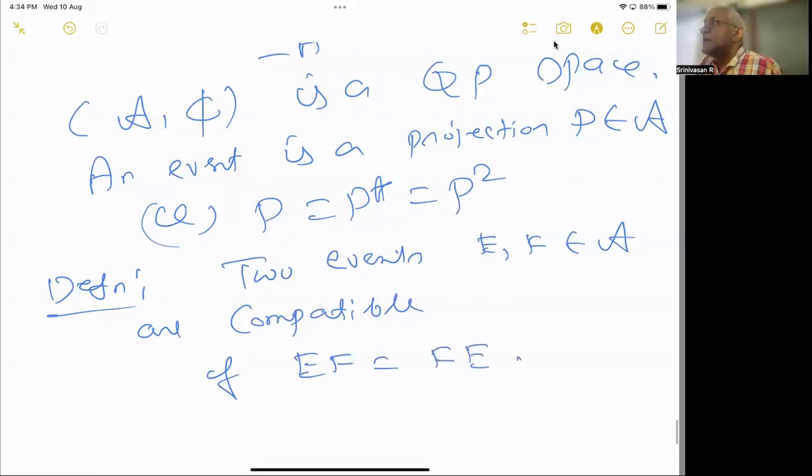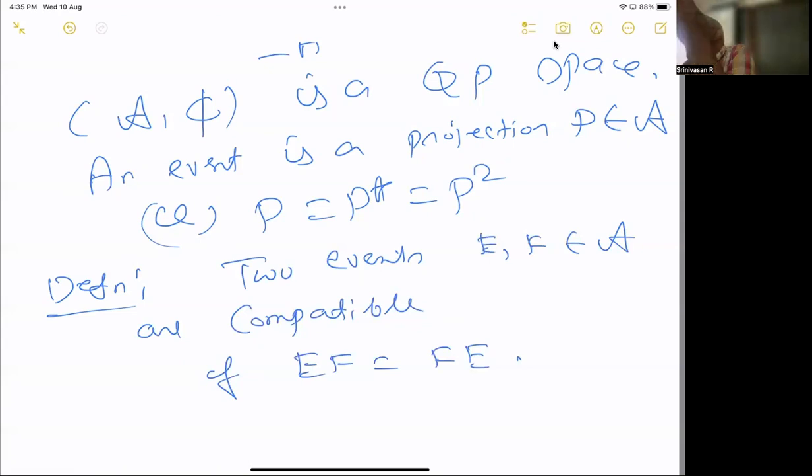Okay, if they commute, if they are compatible, see, in quantum mechanics, we do experiments and we ask questions. I don't know how they do all that, but they adjust the apparatus and repeat the experiments. Then you can ask compatible questions. So for that, the questions are the events. When they commute with each other, you can ask compatible questions.